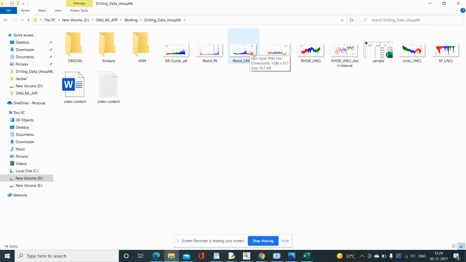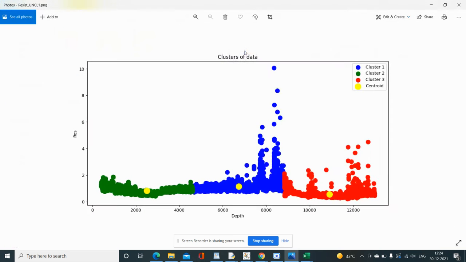Then we have resistivity data again. There is another resistivity data. This is a very big data set, from less than 1000 feet to 12,500 feet. So here also we have three clusters, and cluster 1 is having more numbers, of course, and it is having a positive, desirable response in the resistivity.